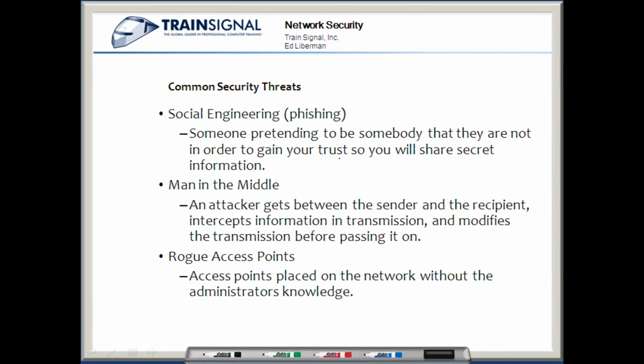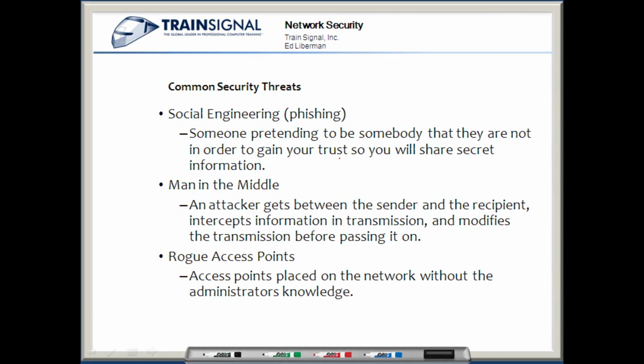Now, some other forms of security threats that are out there is something called social engineering, or what's sometimes referred to also as phishing, but I will explain the difference. Social engineering is where someone is pretending to be somebody else in order to gain your trust so you will share secret information. Social engineering is done a lot with humans on the phone, where you call and you pretend to be somebody that you're not, or you pretend to know something that you don't really know in order to fool somebody into telling you information that they're not supposed to tell you. And thus the name social engineering.